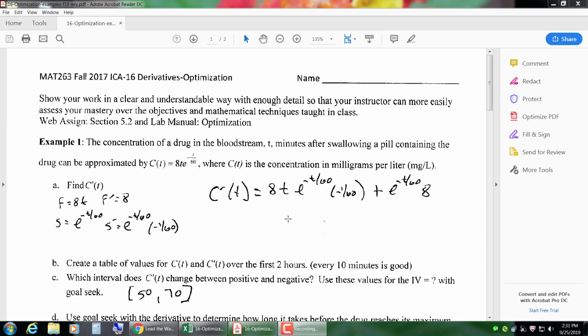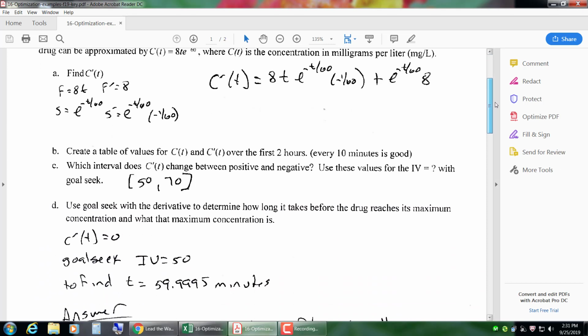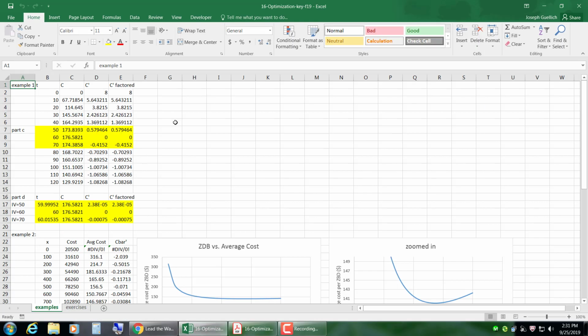You could write it the Excel way. I gave you that option in class today. Let's get to the Excel, see how we're going to use Excel to answer the question. So we're going to create a table of values for these guys, and I've typed it into Excel both ways to illustrate that.